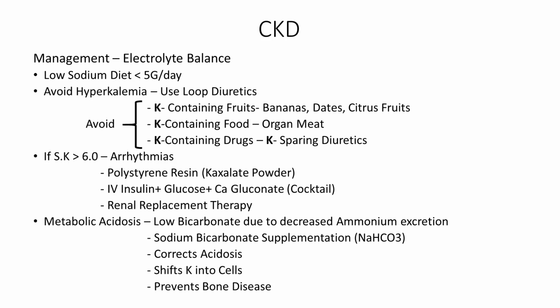If hyperkalemia develops in these patients for any reason and the potassium is more than 6, they may end up with arrhythmias requiring emergency treatment in the form of polystyrene resin known as Kayexalate powder, or you give insulin, glucose, and calcium gluconate. And if both these measures fail, you have to perform renal replacement therapy irrespective of the urea and creatinine. For metabolic acidosis, low bicarbonate due to increased ammonium excretion, sodium bicarbonate supplementation, a soda mint tablet, is very cheap and corrects acidosis and shifts potassium into cells. It also prevents bone disease.